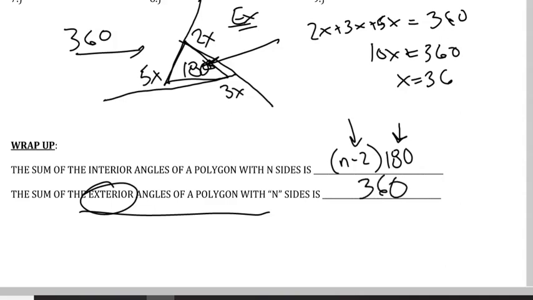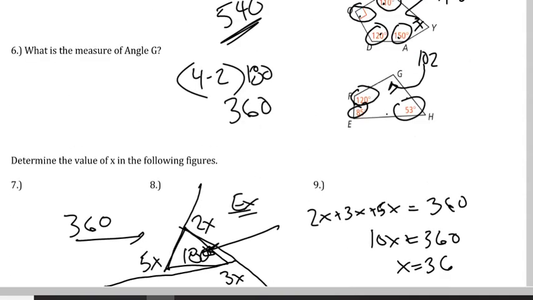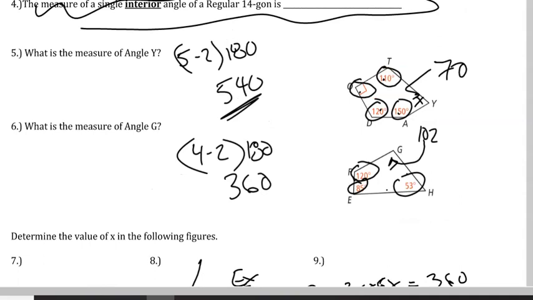Sorry for such a long lesson today. And just a little reminder, if they give you a figure like this, you know you can add up all the angles and set equal to what the sum is. And the sum, if it's interior, can be found using the formula. If it is exterior, the sum would just be 360.